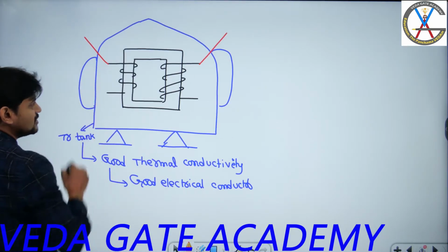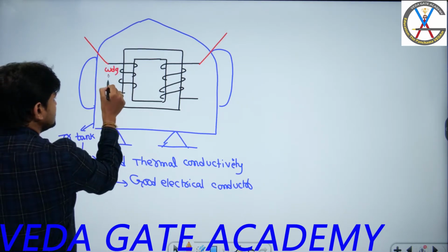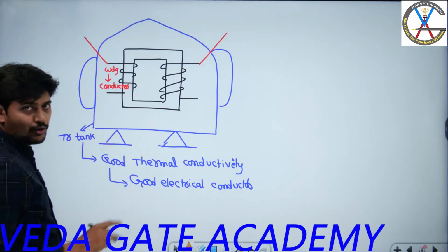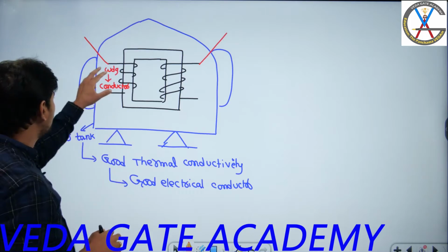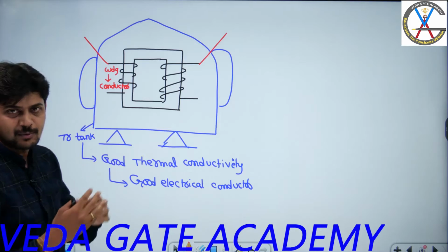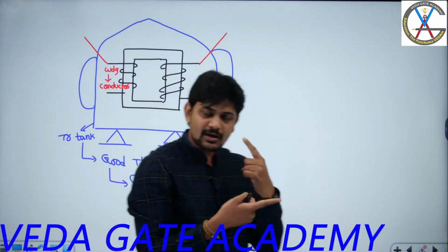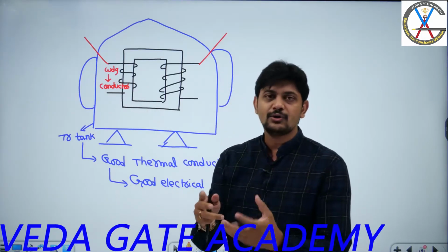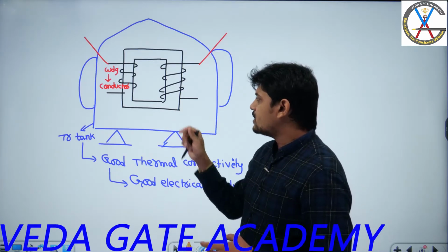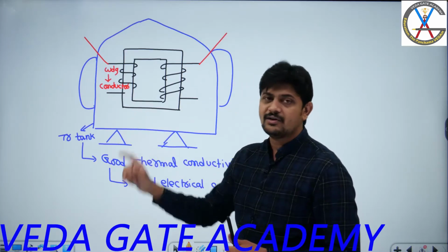Now can I say this winding is also a conductor? Yes, this winding is a conductor. This is my winding, guys. So this is my conductor, and the transformer tank is also acting as a conductor, but both are at different potentials. Can I directly join those two? No. So in between the transformer tank and the winding, we need to provide insulating material. Are you following what I am saying? I need to provide the insulating material because both are conductors at different potentials.